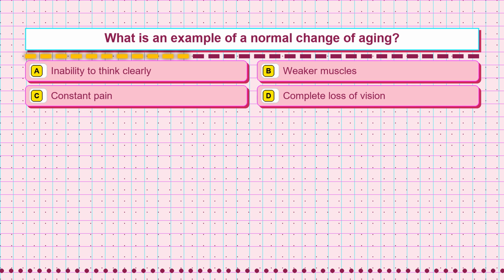Question 99. What is an example of a normal change of aging? Option A. Inability to think clearly. Option B. Weaker muscles. Option C. Constant pain. Option D. A complete loss of vision.